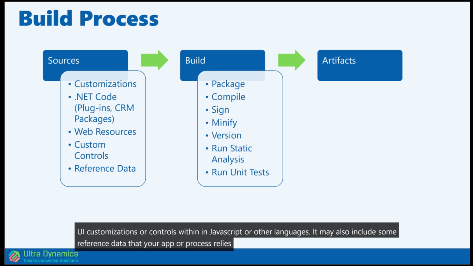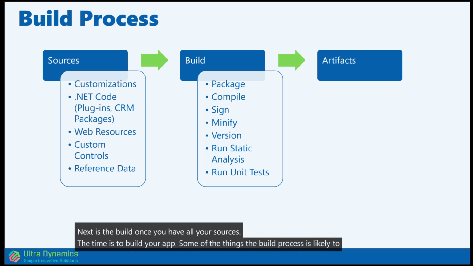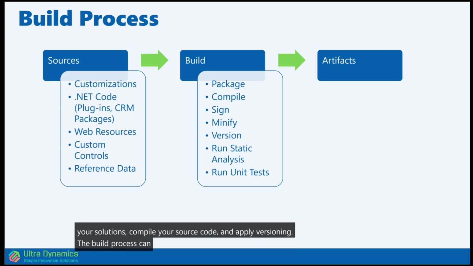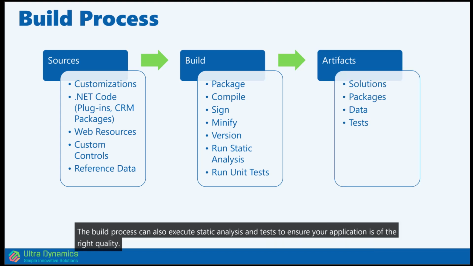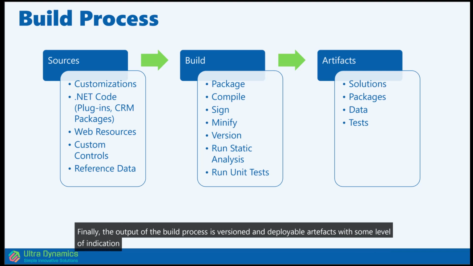Next is the build. Once you have all your sources, it is time to build your app. Some of the things the build process is likely to do is generate your solutions, compile your source code, and apply versioning. The build process can also execute static analysis and tests to ensure your application is of the right quality. Finally, the output of the build process is versioned and deployable artifacts with some level of indication about the quality derived through the initial automated checks.